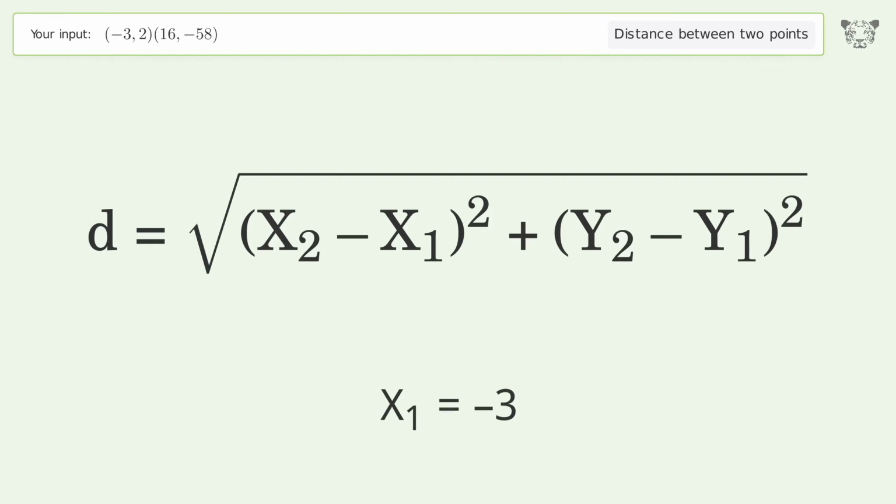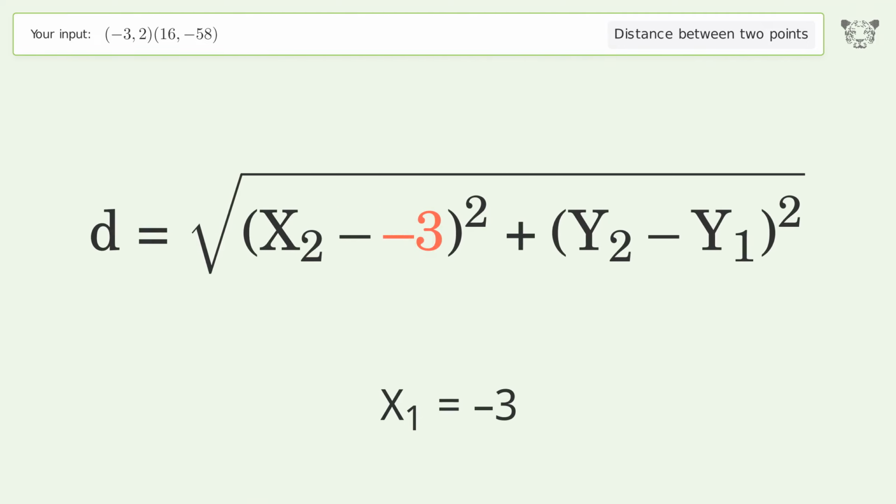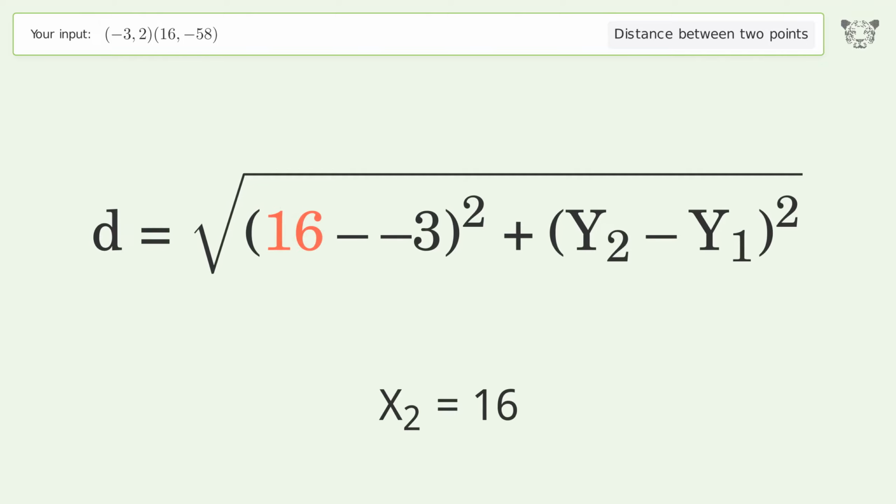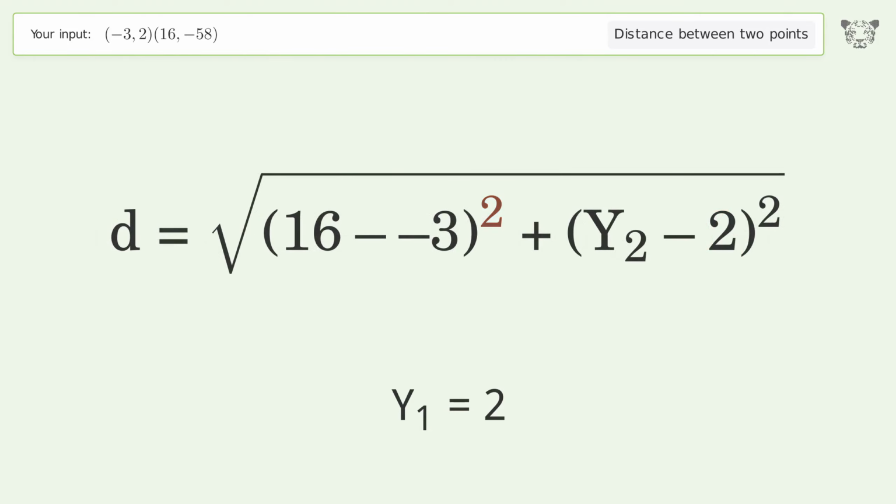x1 equals -3. x2 equals 16. y1 equals 2. y2 equals -58.